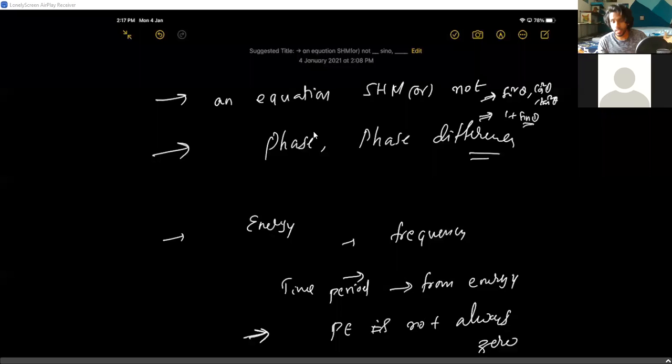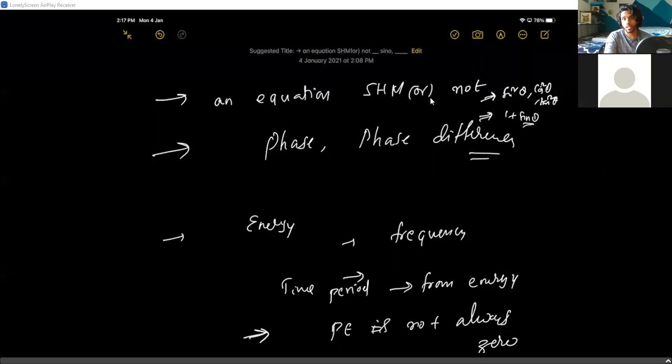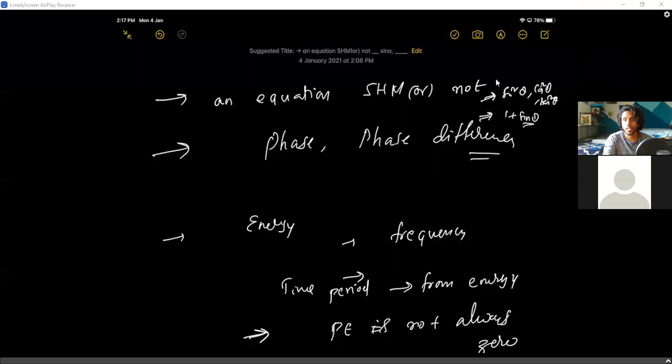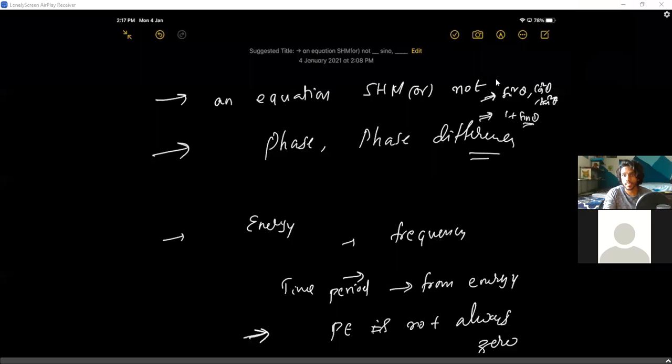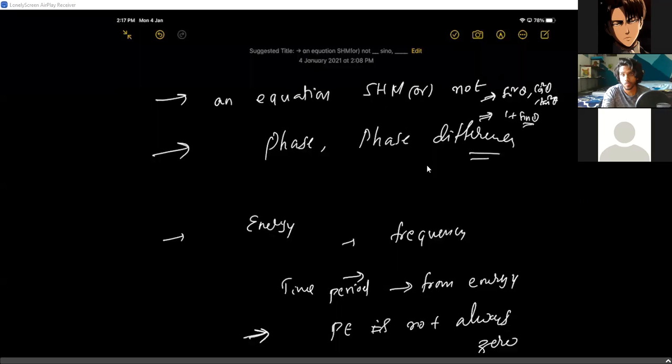I want some volunteers. For the first question: how do you tell whether an equation is an SHM or not? Aditya, please raise your hand. Why did you go back? How can you tell whether an equation is an SHM or not? Let them give you any equation. How can you tell whether the equation is an SHM or not? That's the first question. First thing, I mostly check whether they consider the initial phase difference or not.